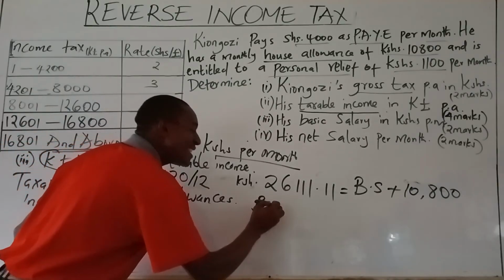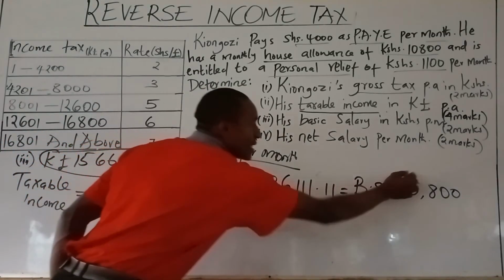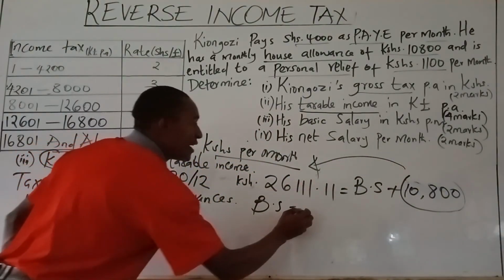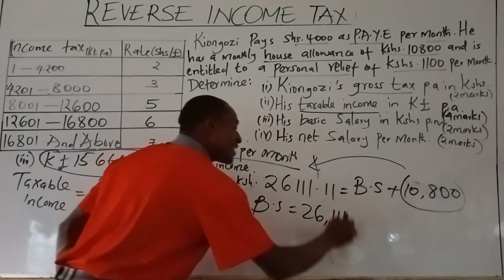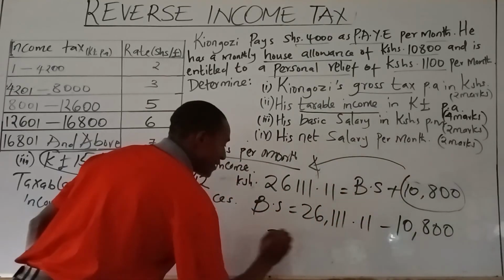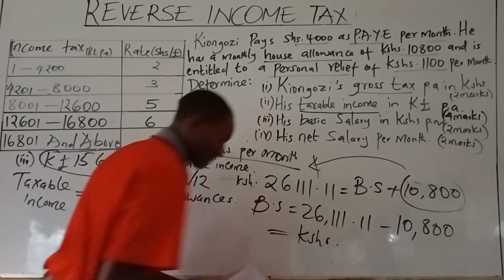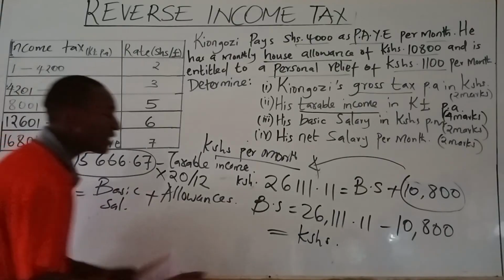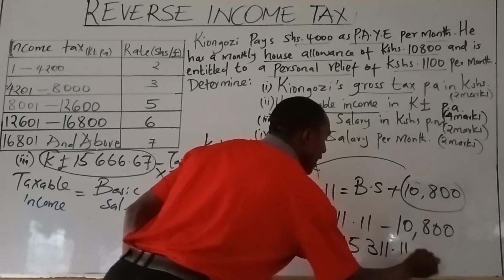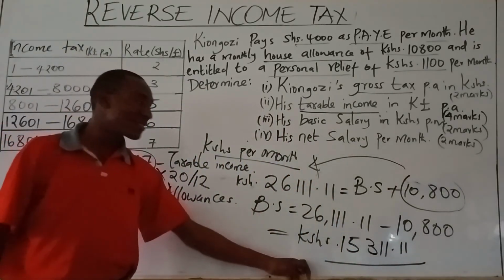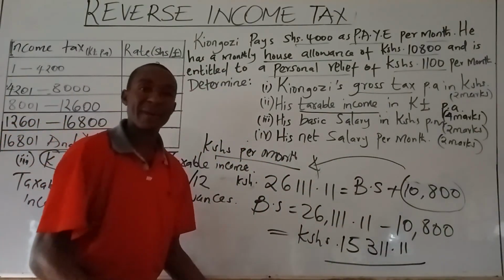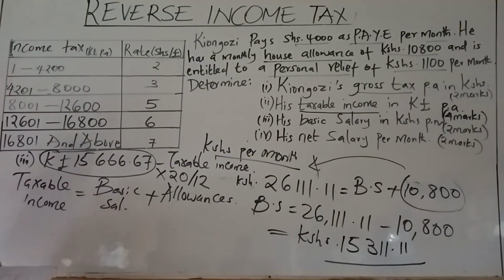As usual, make BS the subject of the formula. So we shall say basic salary is equals to, you take this 10,800 to this side and you subtract. So you shall have 26,111.11 subtract 10,800. This is what you get as your basic salary. That goes to 15,311.11. You have gotten the basic salary. 2 marks to go. And this basic salary is per month because people earn on a monthly basis.